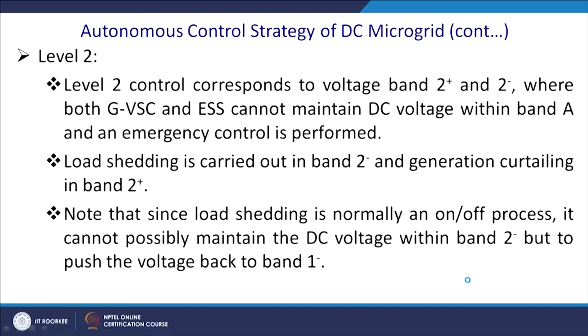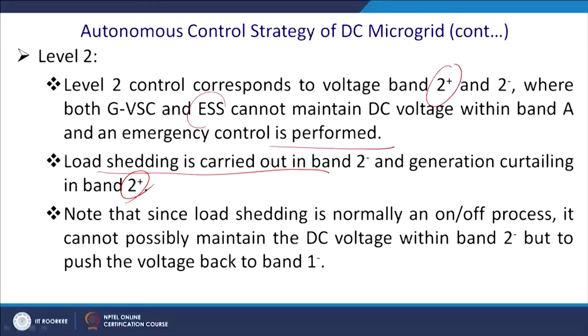Similarly, level 2 corresponds to the voltage band +2 and -2, where the grid side converter and the ESS cannot maintain the DC bus voltage within band A, and an emergency control is performed. That means you may shut down the load in -2, the non-critical loads are required to be shut down. So, load shedding is carried out in band -2 and generation curtailment in band +2. So, wind pitch has to be controlled, something like that.